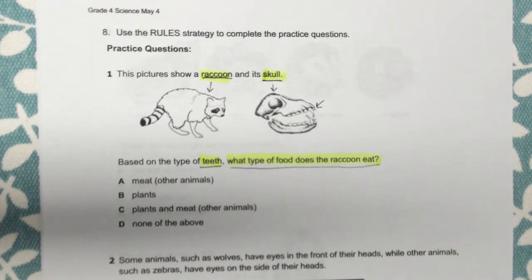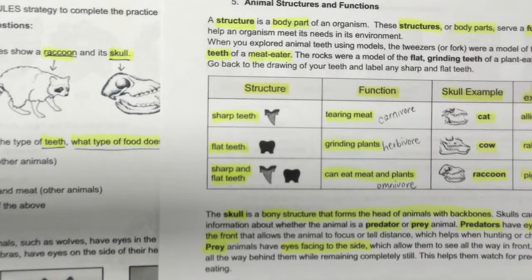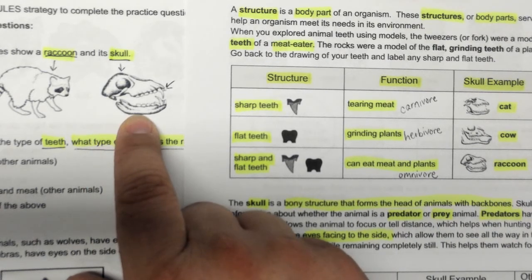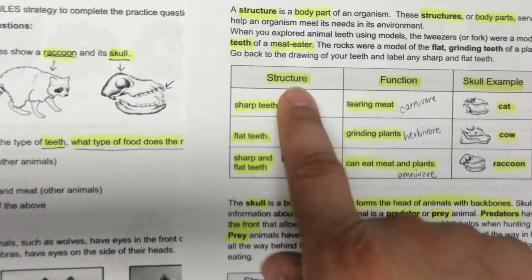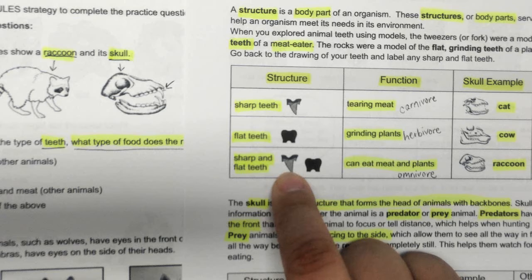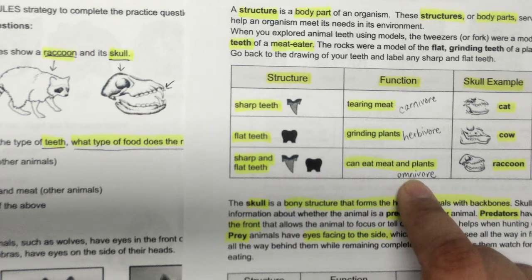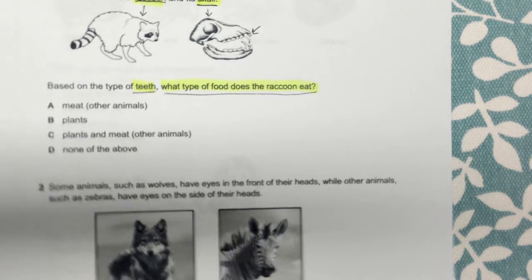One of the things you can always do on our questions when we go back is go back and refer to the pages that we just talked about and learned about. And so if I go and move this over and I'm matching for the skull on the teeth type, here's our skull of the raccoon. So it shows me the structure of the teeth is sharp and flat. So you've got a flat tooth and a sharp tooth, and their functions can eat meat and plants, so they're an omnivore. So if we look here, we're looking for an answer that's going to have both meat and plants.